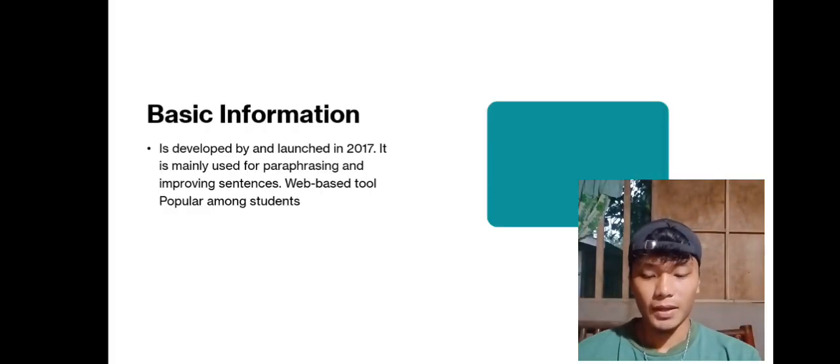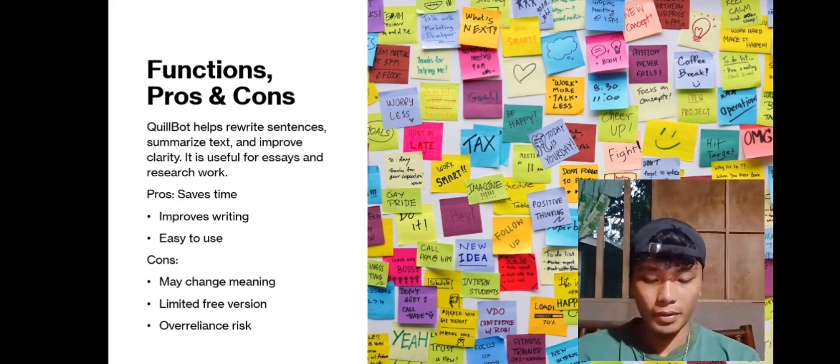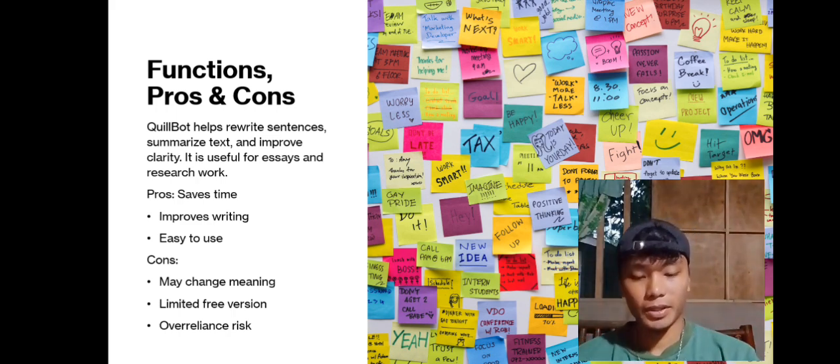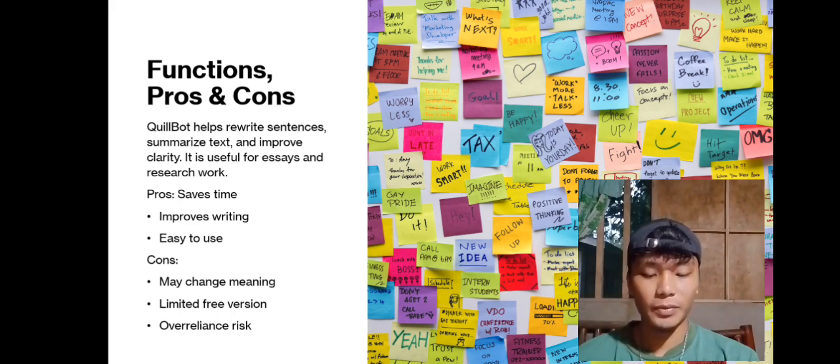Quillbot was developed by and launched in 2017. It is mainly used for paraphrasing and improving sentences. It is a web-based tool popular among students. Functions and pros and cons. Quillbot helps rewrite sentences, summarize text, and improve clarity. It is useful for essays and research work.